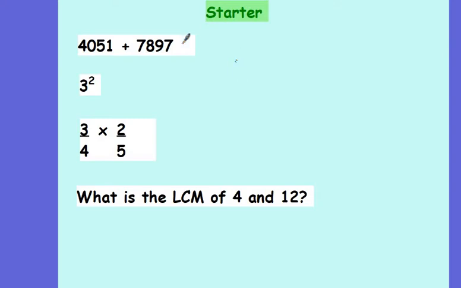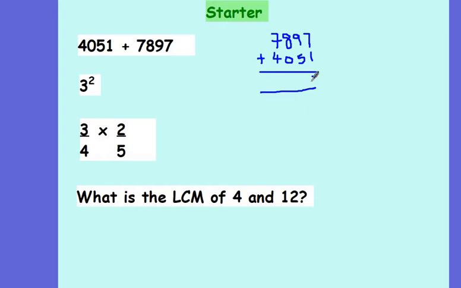Okay, let's go through the answers. So to do the addition, I'm going to put my larger number on the top, which is 7,897. I'm then going to put my smaller number on the bottom, which is 4,051. You could do it the other way up. I've chosen to do it this way just to make my life a little bit easier.